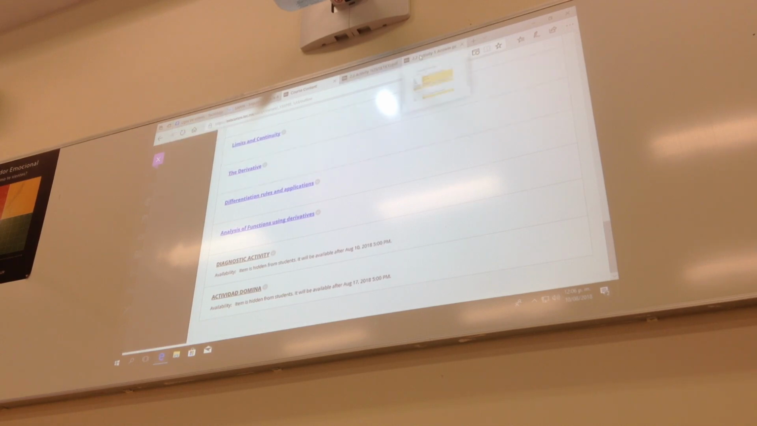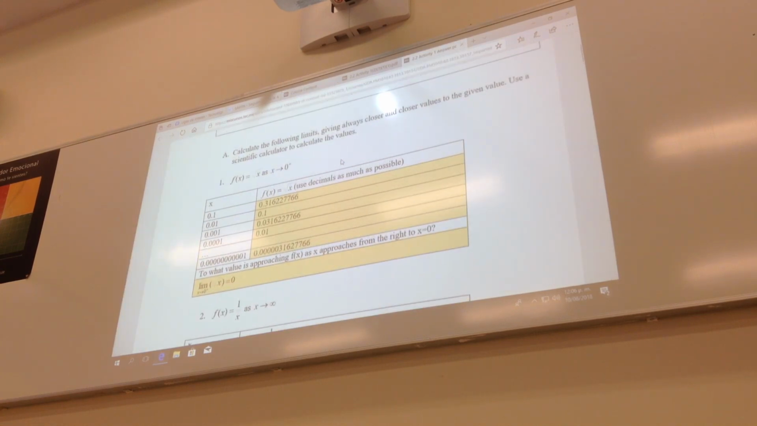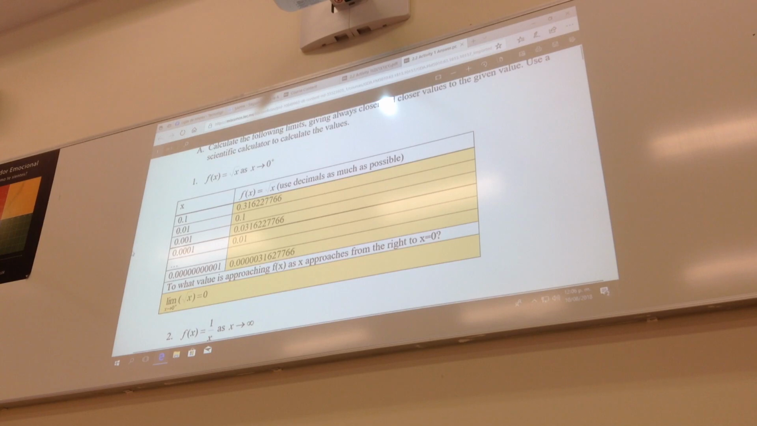The activity 2.2, the one that we did yesterday, so we can check the answers of the first part. Okay, so we already did some of them here in class yesterday, but it doesn't matter. We're going to check all of them to see if you have any questions. The first one says square root of x as x approaches 0 from the right. First answer 0.3, then 0.1, then 0.03, 0.01, 0.000003.